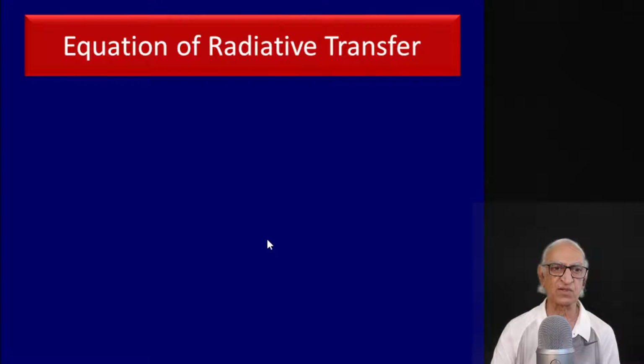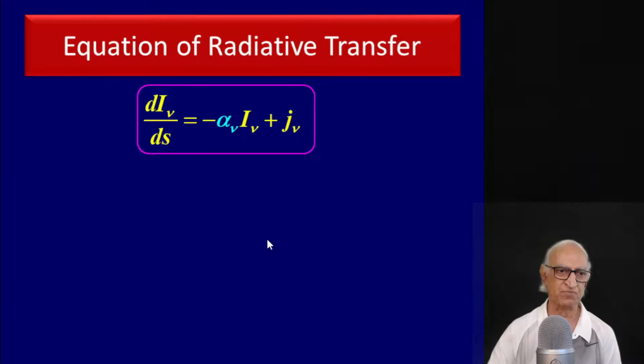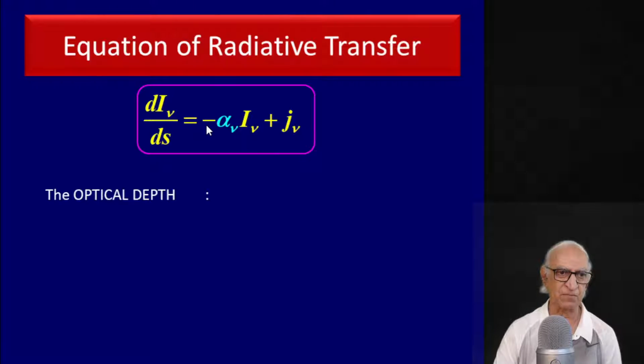Let us write down the basic equation of radiative transfer. I have brought down ds from the right hand side to the left hand side and written it as a differential equation. dI nu by ds, the change in the specific intensity over a length ds, is the sum of two terms. It is the emission by the medium J nu with a plus sign, and an absorption by the medium, a fraction alpha nu I nu is absorbed, and absorption is indicated by a negative sign.